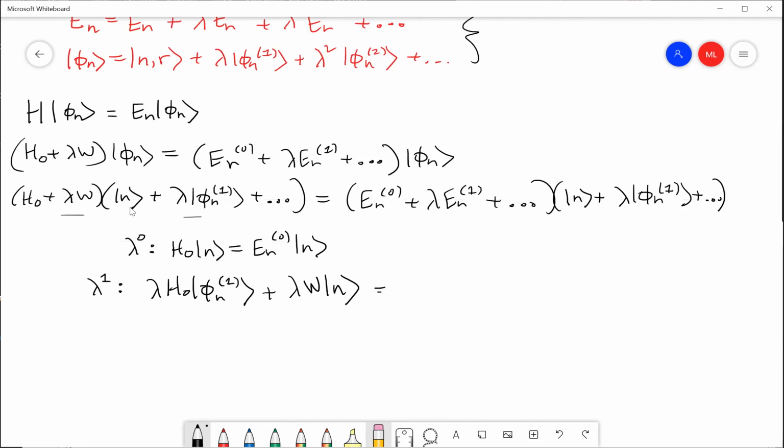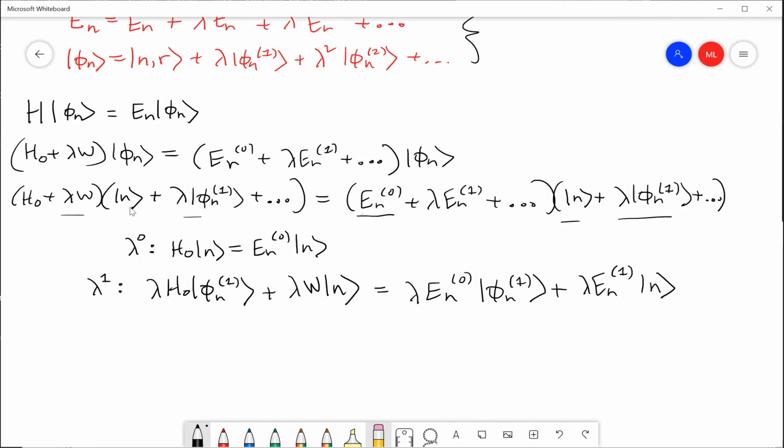What do you have over here? On the other side, you have this guy here hitting this guy over here. So you have lambda E_n^0 phi_n^1, and then you also have plus lambda E_n^1 hitting this |n> right here.